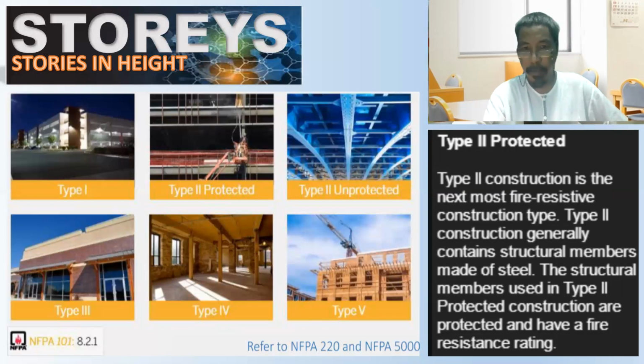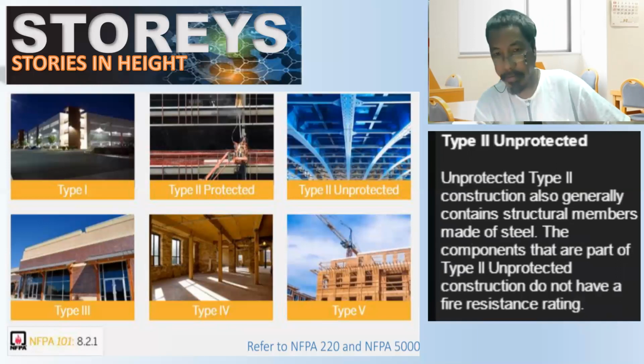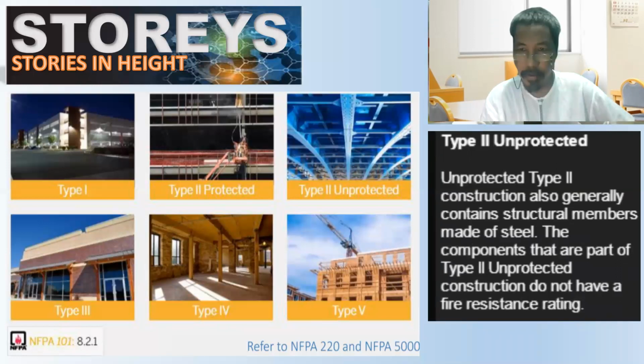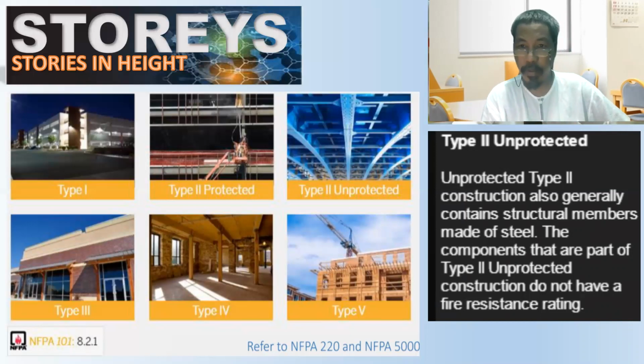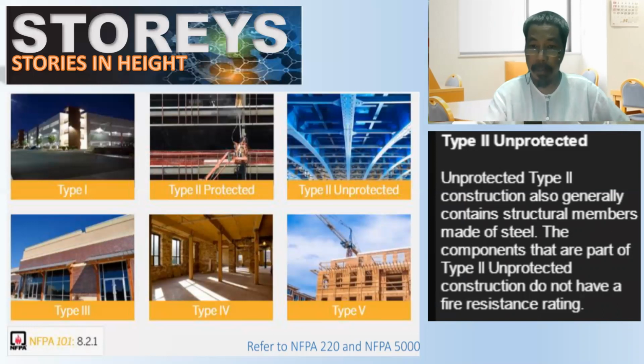Okay. What about Type 2, unprotected? Unprotected Type 2 construction also generally contains structural members made of steel, the same as you can see. But the thing is, it is Type 2 unprotected because these materials do not have a fire rating. The materials used don't have or did not pass the fire rating. So it is very important to be fire rated, particularly if you are using steel as the structural element.